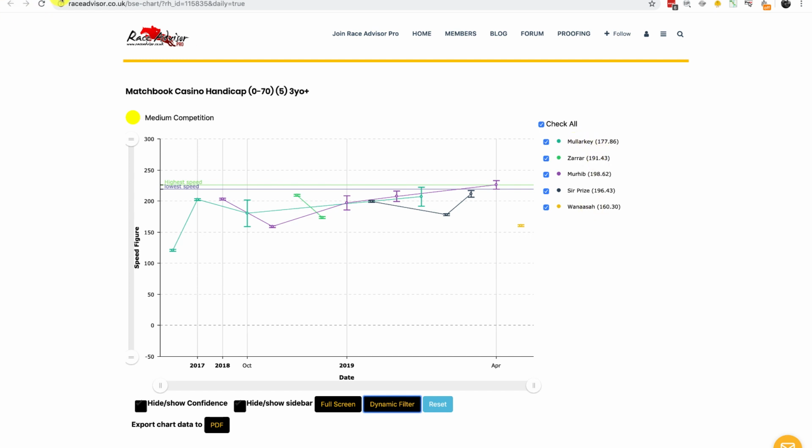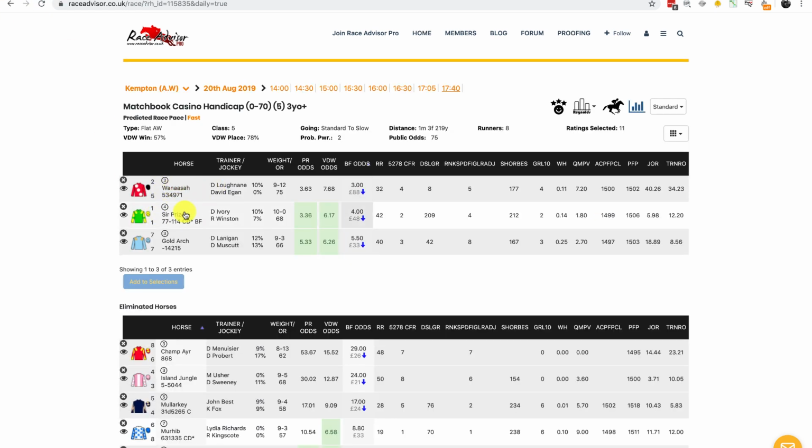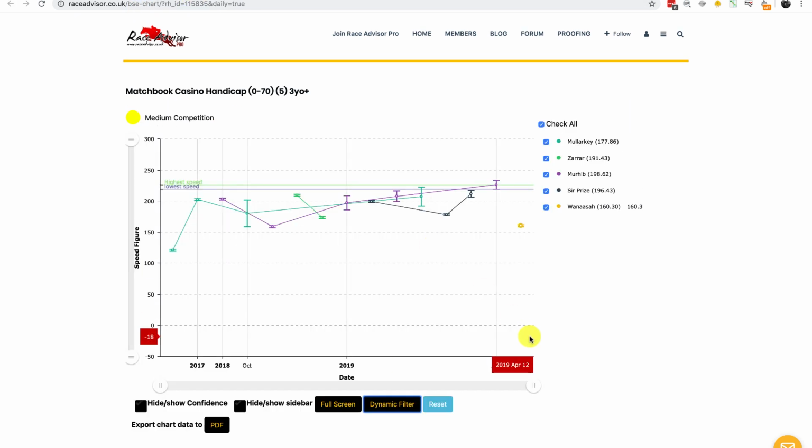So we can see that actually for these settings at a glance, Wanasar is the worst on average, followed by Malarkey. And don't forget, we are looking for Wanasar, Surprise and Gold Arch. One of those 3 to go against so we can lay them. So at the moment that is there, so we can see that standard to slow.